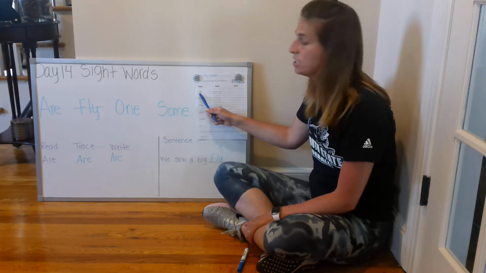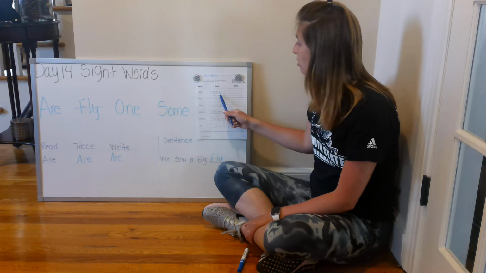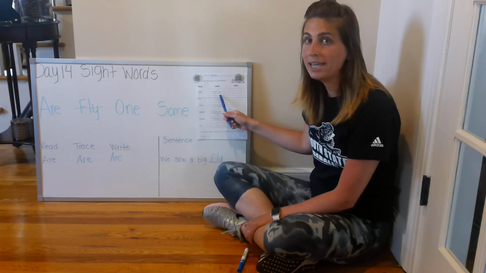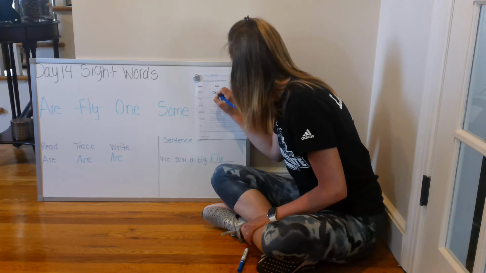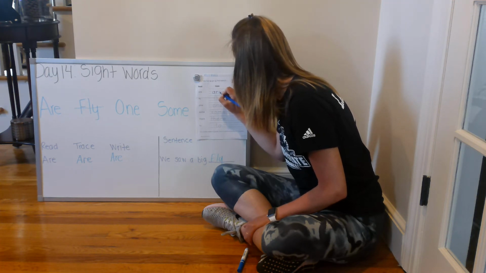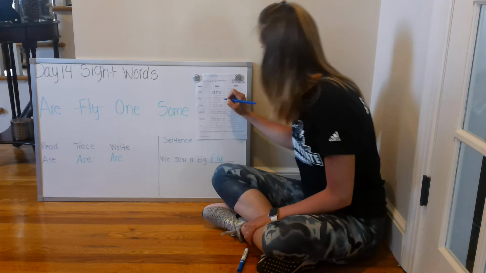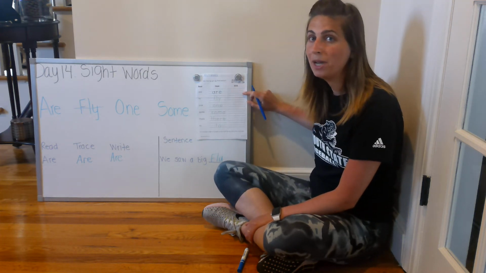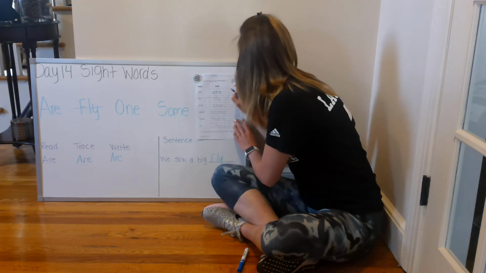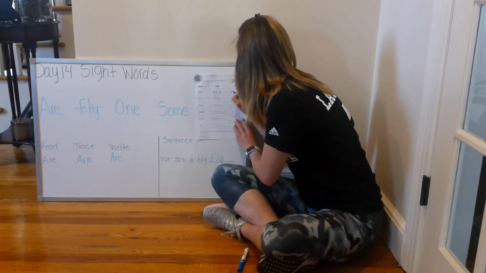Let's read the sight word. The sight word is R. Now, let's trace the sight word R by saying each of the letters as we trace it. A, R, E. And then our last step is we're going to write the sight word on our own by saying each letter as we write it. R is A, R, E.